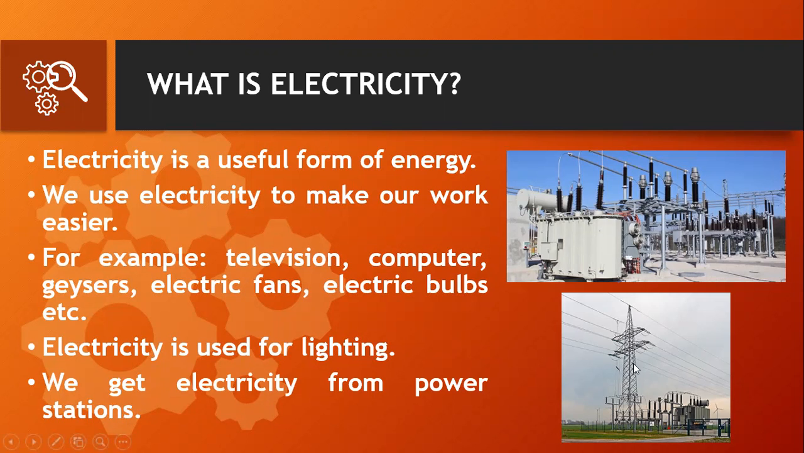We are getting it from the power stations. You have seen these power stations near you, I hope so. From these power stations, electricity is provided to us with the help of wires. First of all, the electricity is transferred to the transformers near you, and then from the transformers, with the help of big, huge wires, it comes towards your home. So this is known as electricity. Any kind of work which helps you make things easier with the help of energy is known as electricity. It's a form of energy.